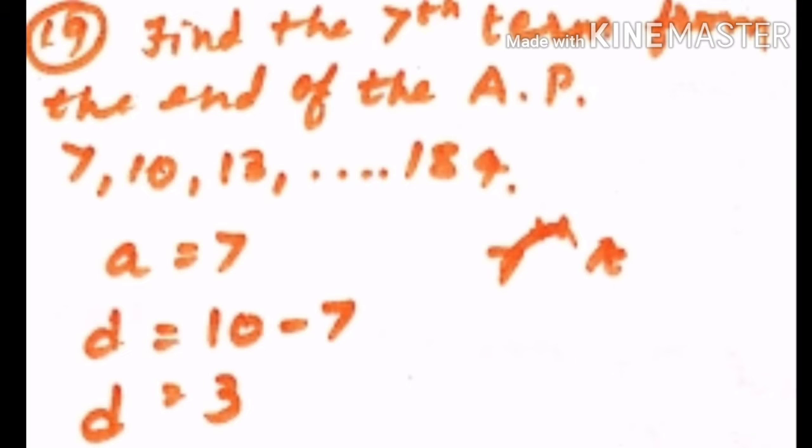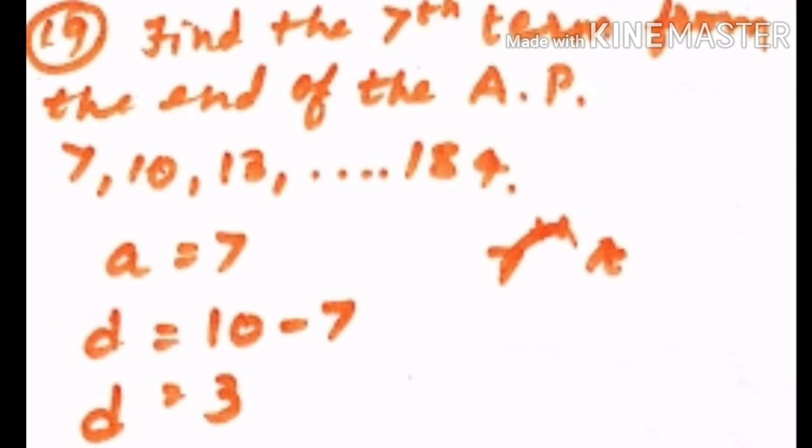Now question number 18 you can do by yourself. I am starting here with question number 19. Find the seventh term from the end of the AP. Here the AP is given: 7, 10, 13 and so on up to 184. So here they did not ask you to get the seventh term from the beginning. They asked you to get the seventh term from the end of the AP.